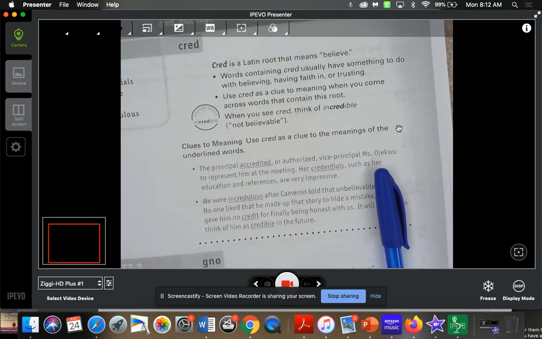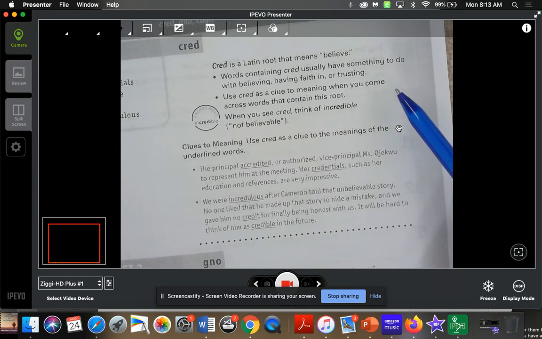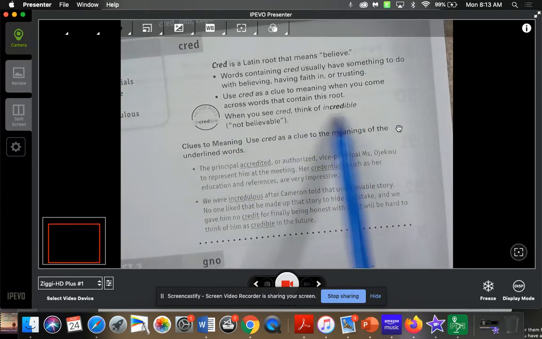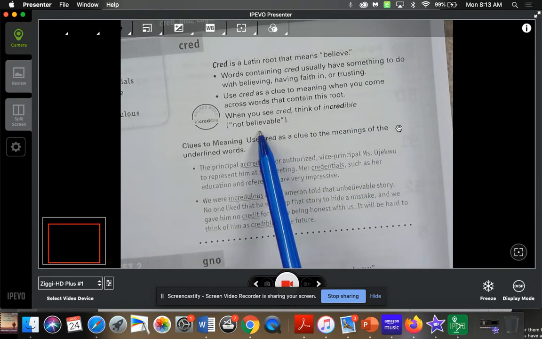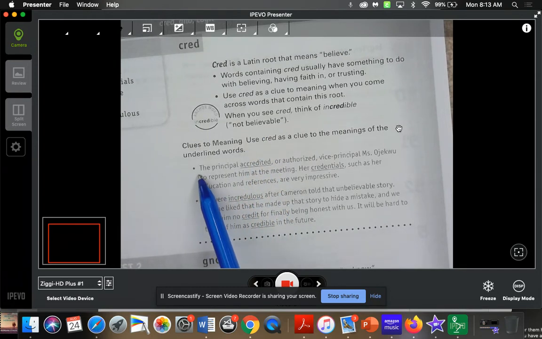Anybody want to be a volunteer to read the very first dot? Tristan, thanks, man. Good. And then it tells you, if you see a word with cred in it, you're going to deal with believing, trusting, or faith, right? And then down here, when you see cred, think of incredible, which means I can't believe it. It is not believable.